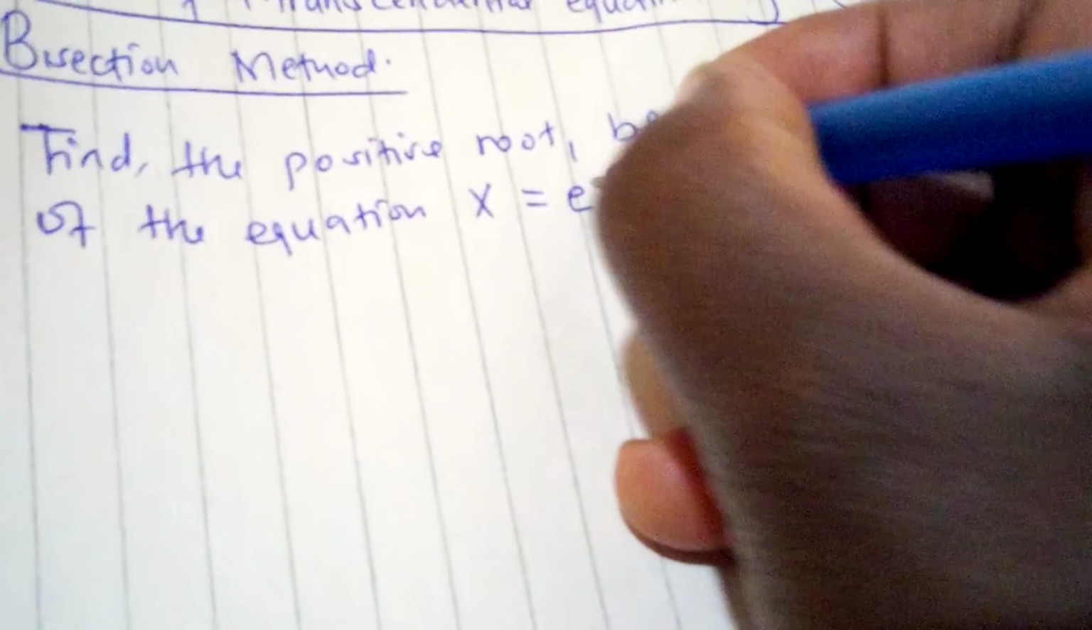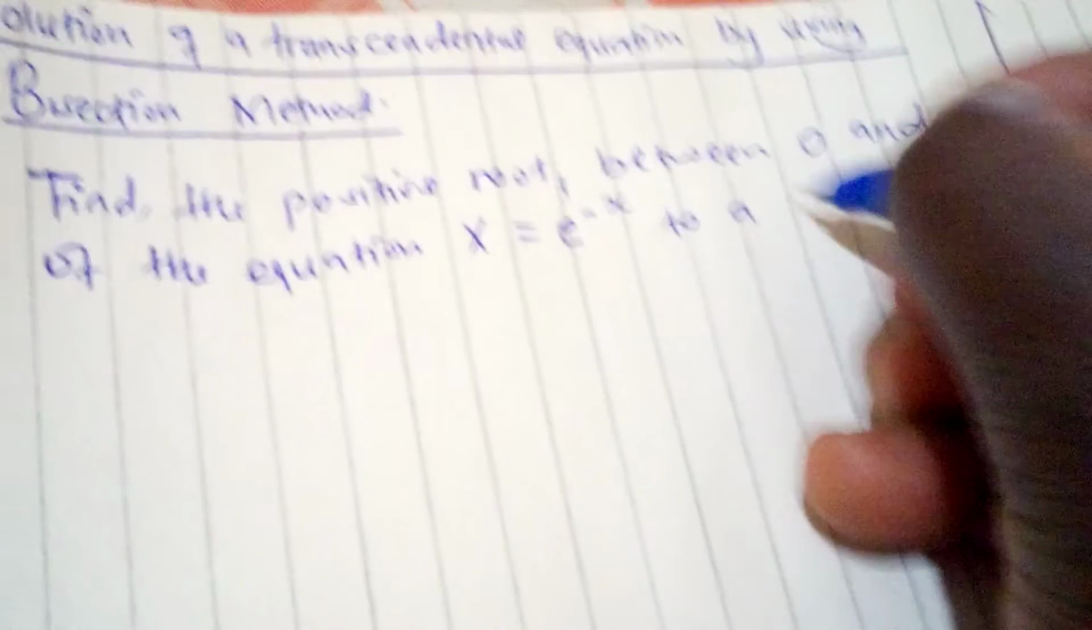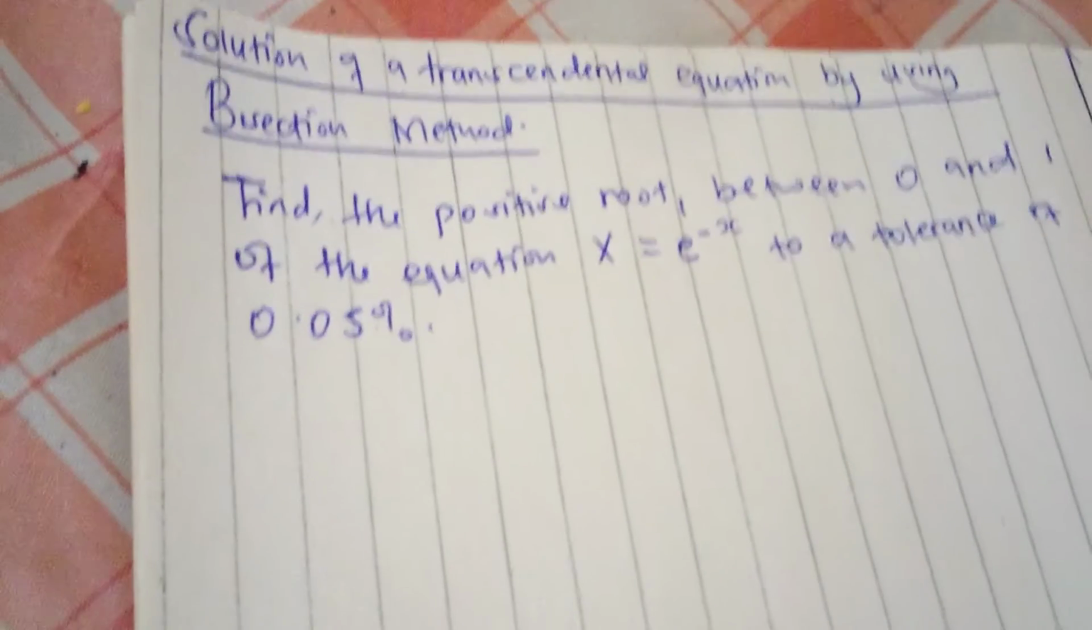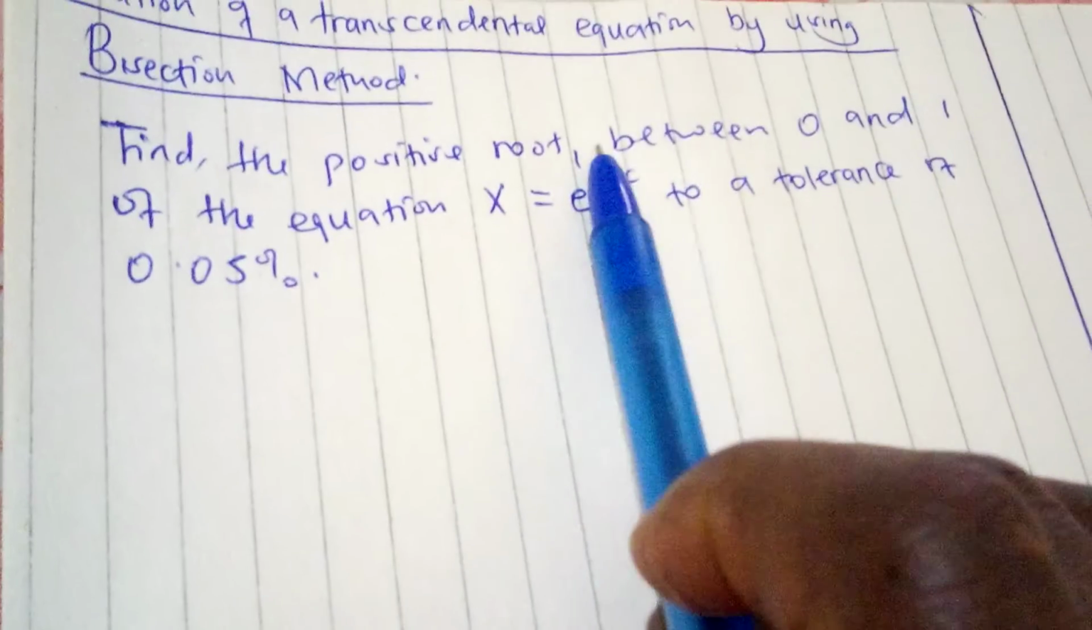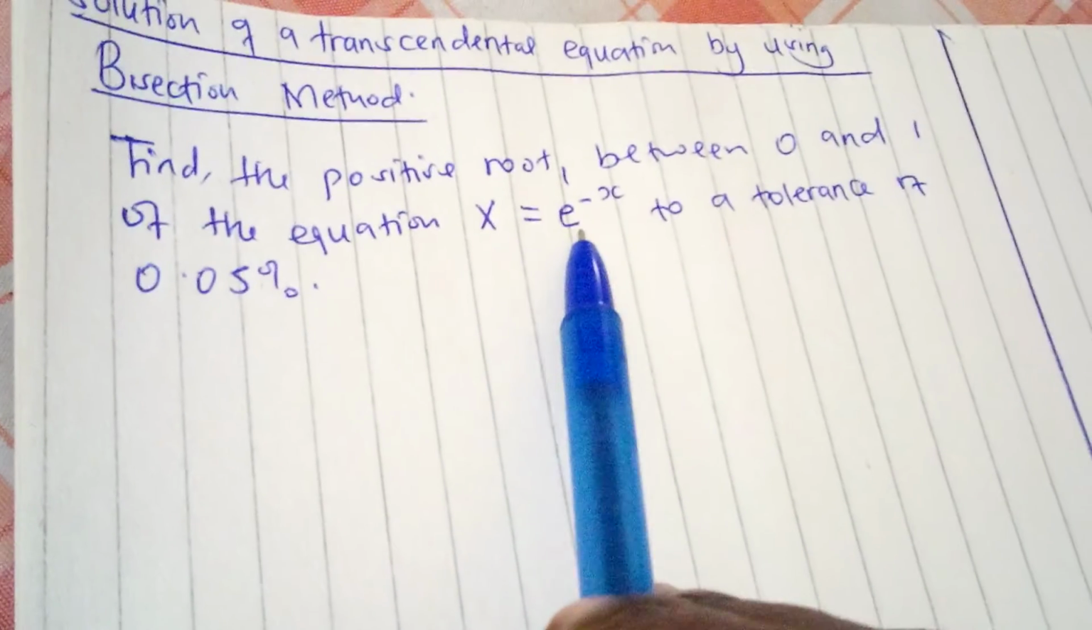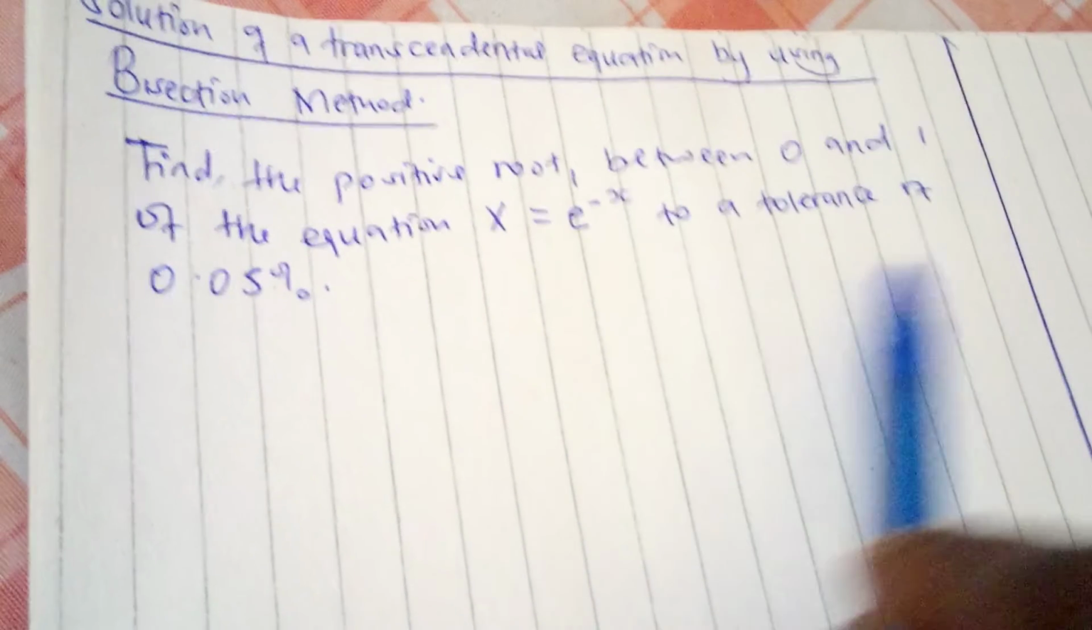of the equation x is equals to exponential to negative x to a tolerance of 0.05%. So we have: find the positive root between 0 and 1 of the equation x is equals to exponential to power negative x to a tolerance of 0.05. We have the solution.